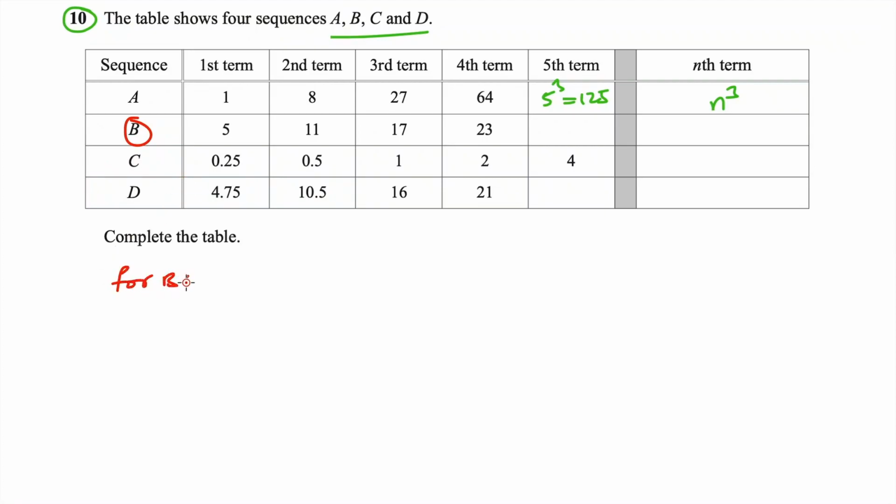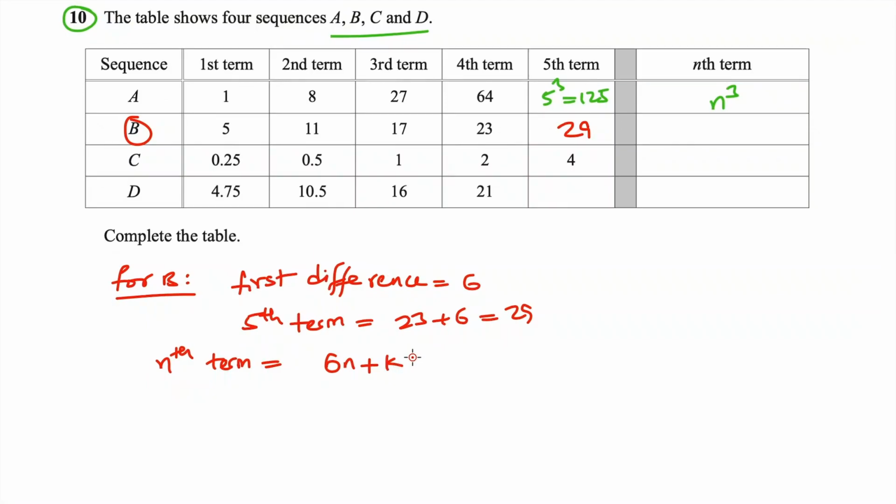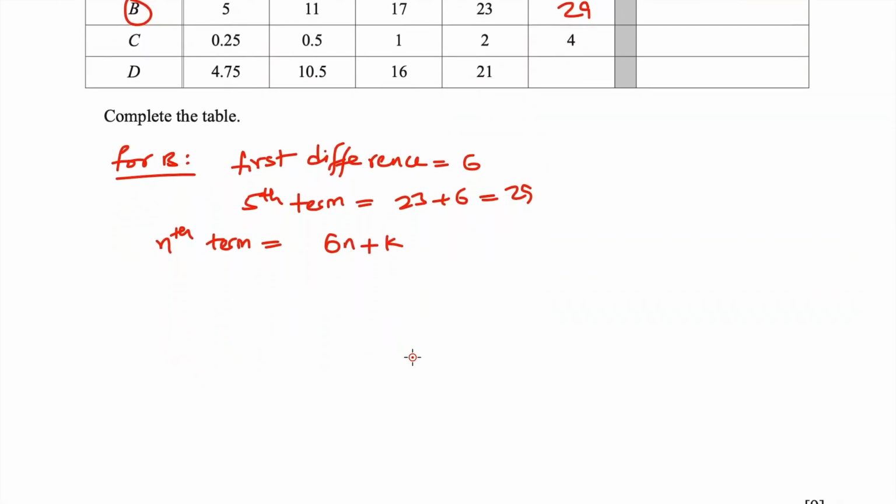For the sequence B, 5, 11, 17, 23. First difference is equal to 6. So therefore, fifth term would be equal to 23 plus 6, which is 29. And what will be the nth term? Nth term would be equal to 6n plus k, because the first difference is 6.